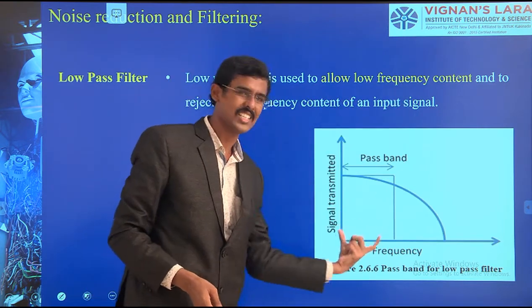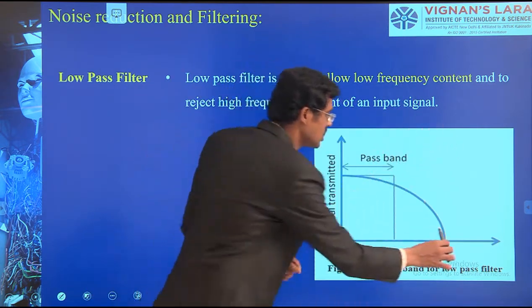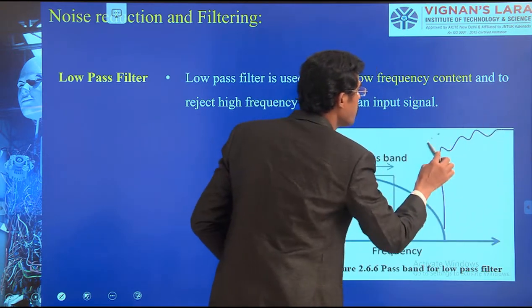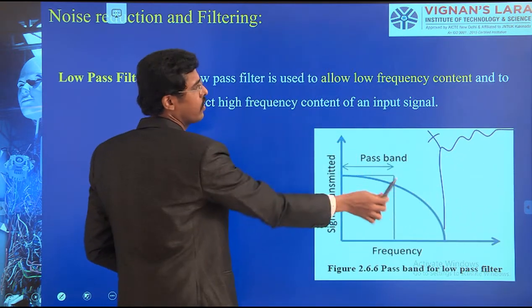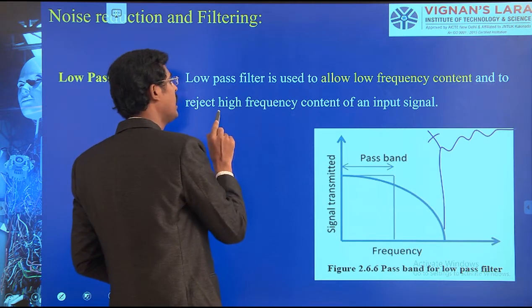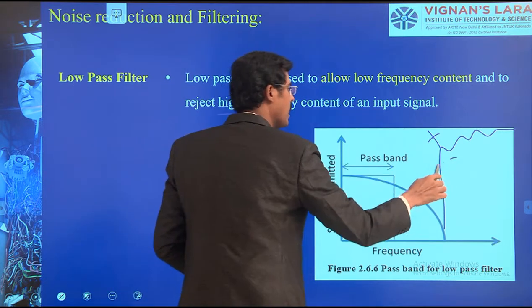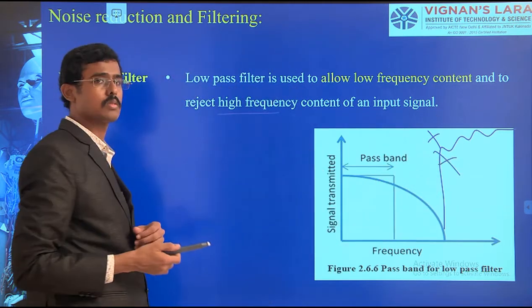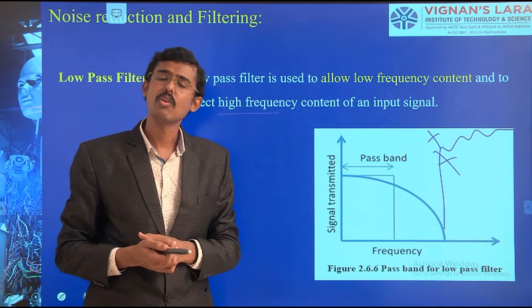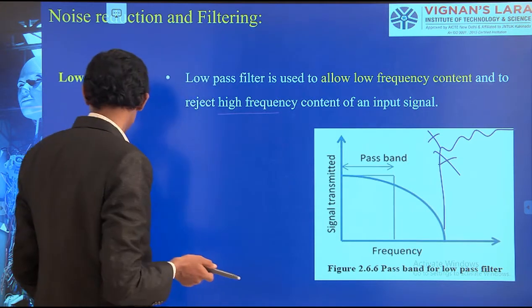So the low pass filter is used to allow the low frequency content. The frequency which initially started, I am permitting. The other frequencies, which are all high here, I am not permitting. It rejects the high frequencies. This is what is called low frequency content.